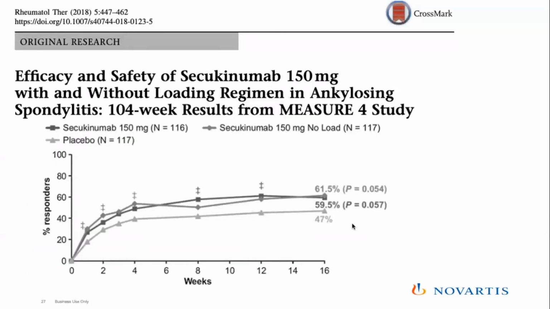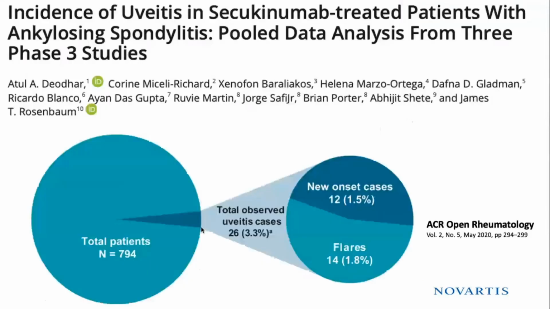So the MEASURE 4 study was published in 2018. This study tried to see whether the 150 mg loading dose versus no loading dose, that is monthly dose from the beginning, makes a difference between the two. There was no difference between the two doses, but what was really concerning in this study was that there was a very high placebo response, which was almost equal to the response of the patients receiving secukinumab. There was no significant difference. So the results will require a lot of further interpretation and further long-term follow-up.